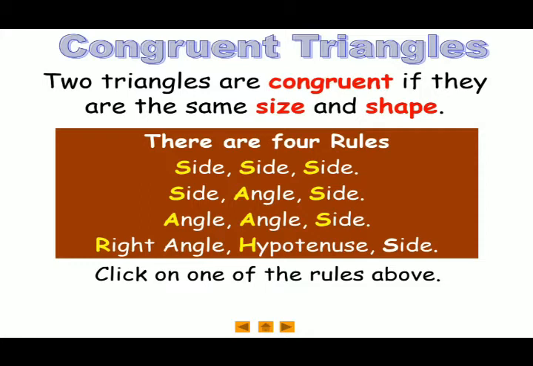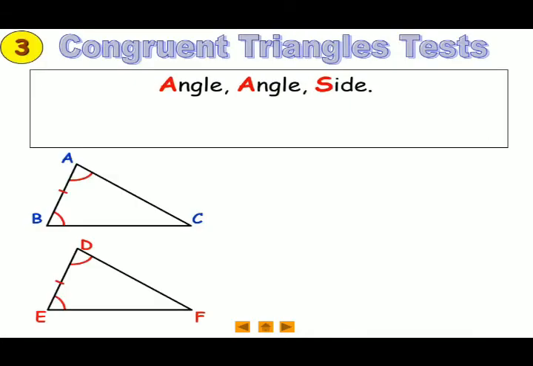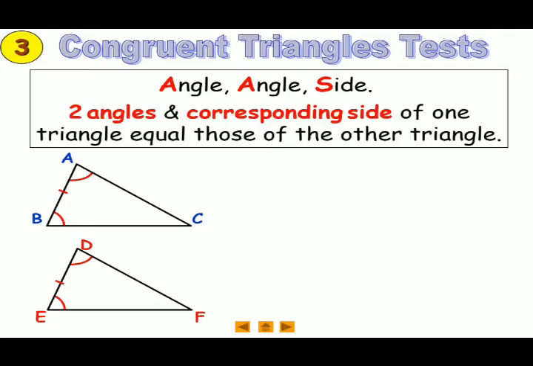Now we will see the next one, that is angle side. Here, congruent triangles test: angle side. Here you can see two angles we have to take and the side between them. Whichever two angles you are taking, you have to take the included side, which means the side between those two angles only. Here you can see two angles and the corresponding side of one triangle are equal to those of the other triangle.